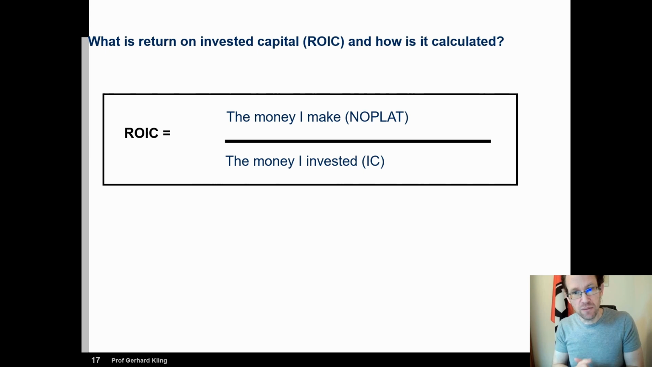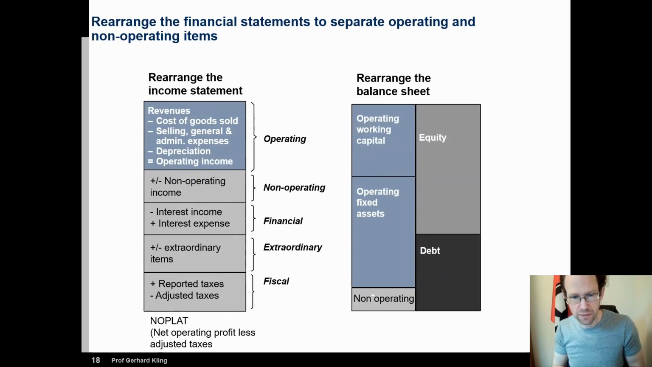So fundamentally, this is what we do. We look at profitability, we measure it using return on invested capital, we look at the money you make using our NOPLAT measure, the net operating profit less adjusted taxes. We divide by the money you need to invest in your business, the invested capital. So that's our core value driver.